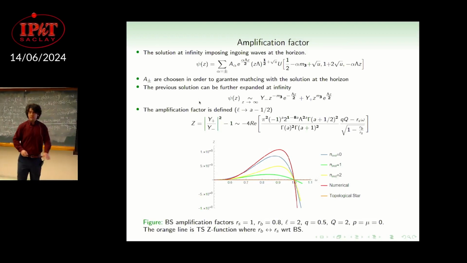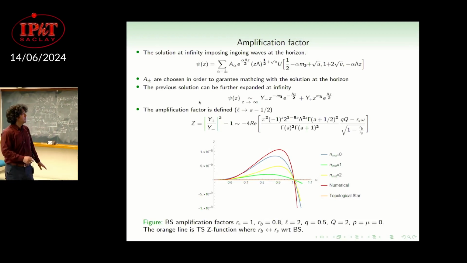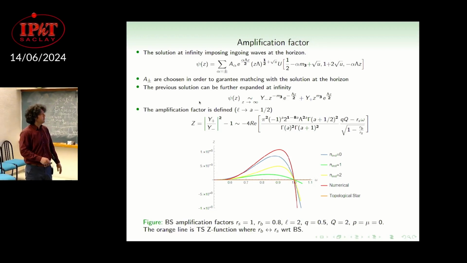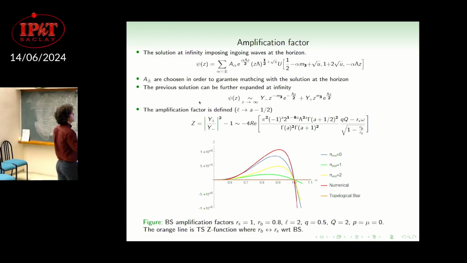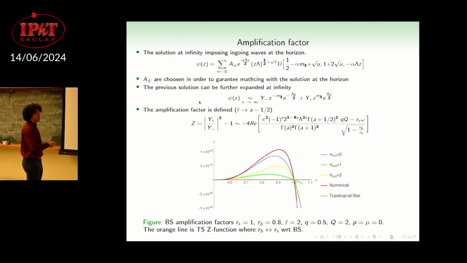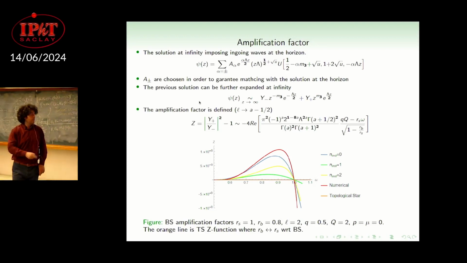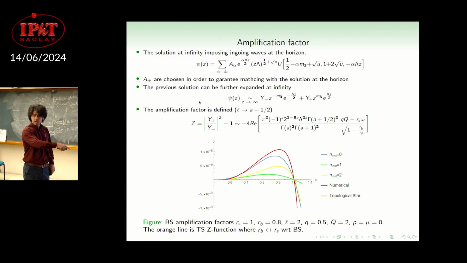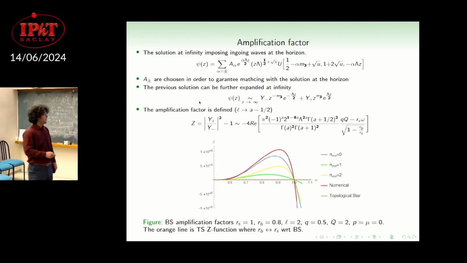Then we also studied the amplification factor. The amplification factor, as for the tidal Love number, we computed it in the static case, and then we replaced the square root of u with a. So the amplification factor is the ratio between the term which is the outgoing wave at infinity with respect to the term which is ingoing at infinity, the square modulus minus 1. Then you replace square root of u with a, and this is our exact formula for the amplification factor.